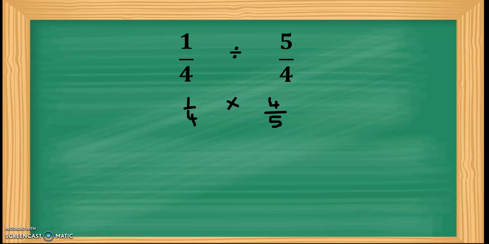Now when I multiply 4 times 1, I end up with 4. And when I multiply 4 times 5, I end up with 20. Now this can be simplified. I can use 4. I can say 4 into itself goes 1 time, so 1 is my numerator, and 4 into 20 goes 5 times. 5 is my denominator, so here my answer is 1 over 5.